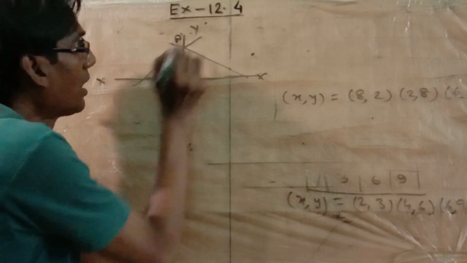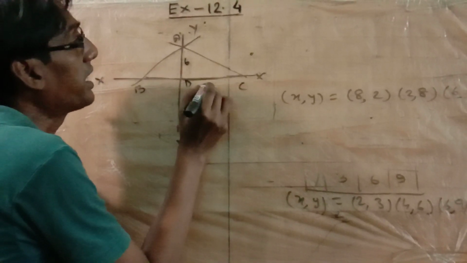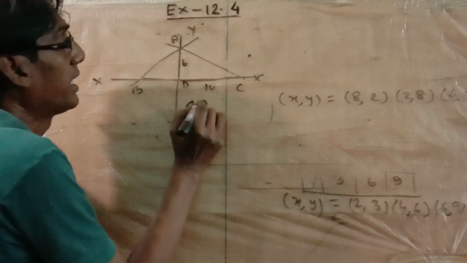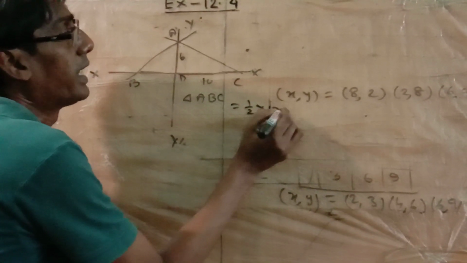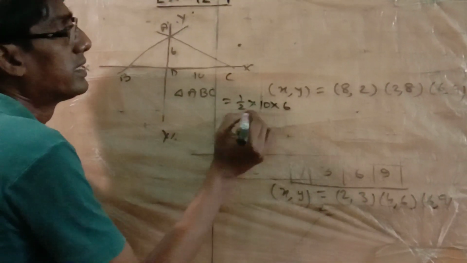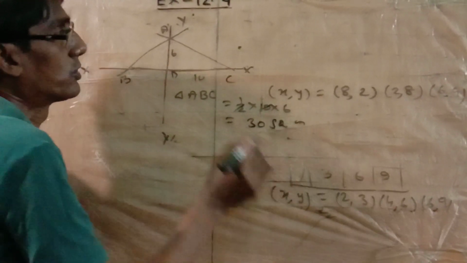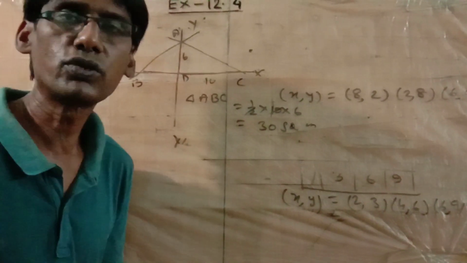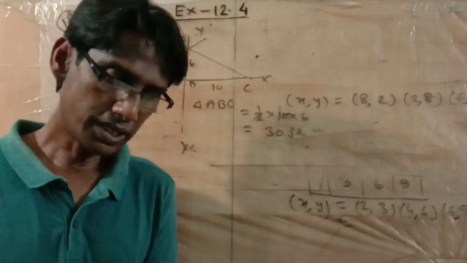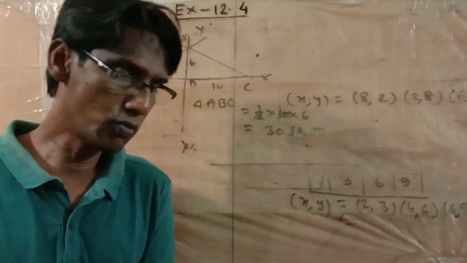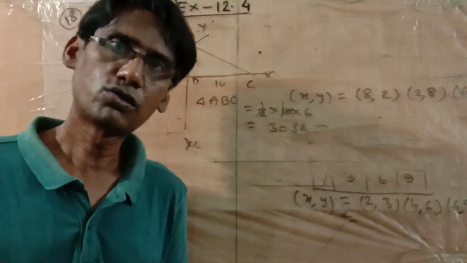So for the area, this is 6 and this is 10. So area of triangle ABC equal to half into base into height is equal to 30 square centimeter. So the area of the triangle is 30 square centimeter. In this way we solve question number 18. Now we have only one more question, question number 19. So inshallah in my next class I will solve this question.